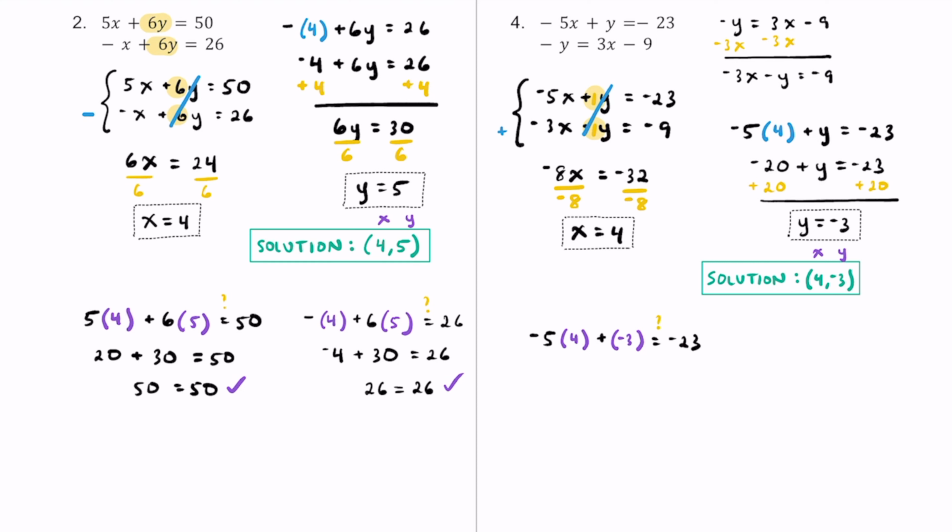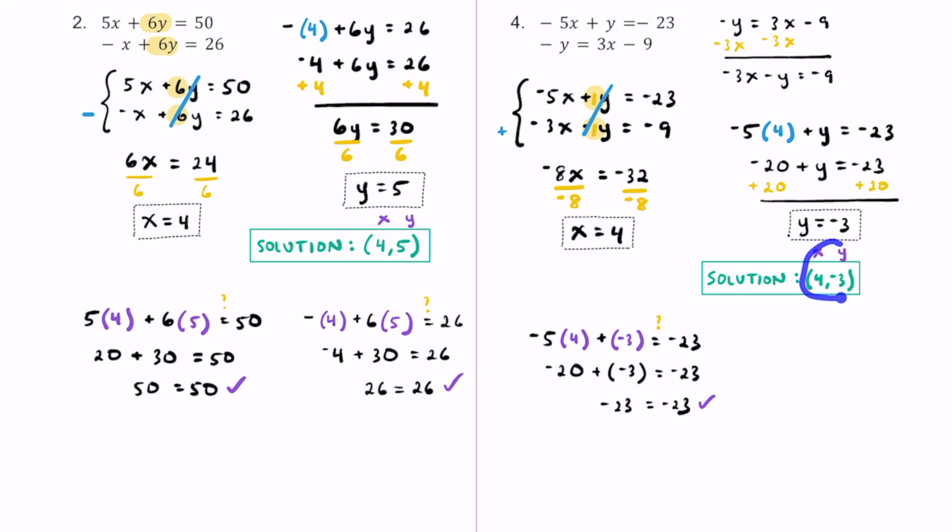Now -5 times 4 is -20, plus -3. I'll keep it the same just because I like adding two negatives more than subtracting them. And so we have a negative plus a negative, so -23 on the left side does equal -23 on the right side, so I feel pretty good about that being true.